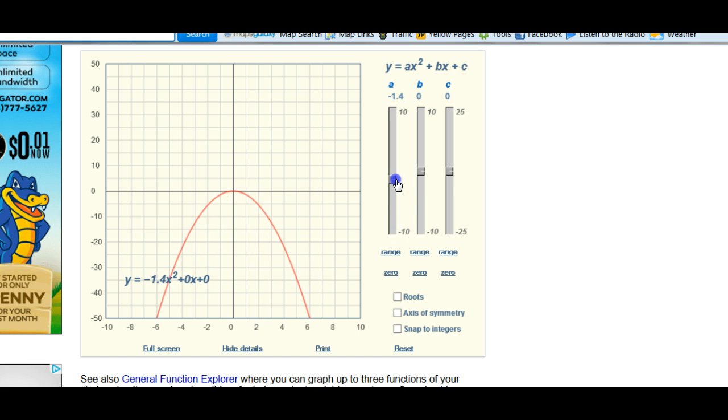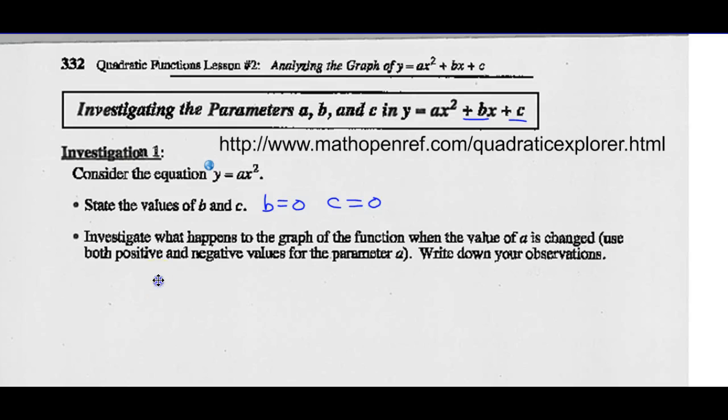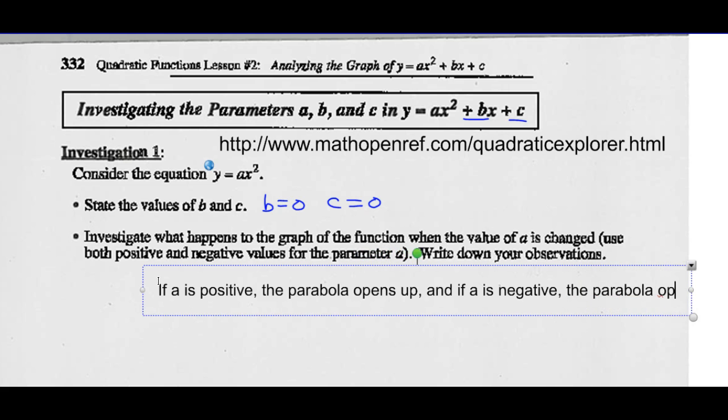All right? So let's write that in right here. Let's just say, if a is positive, the parabola opens up, and if a is negative, the parabola opens down.